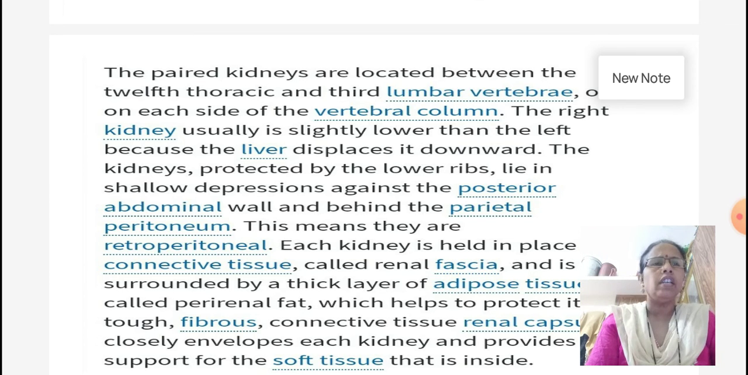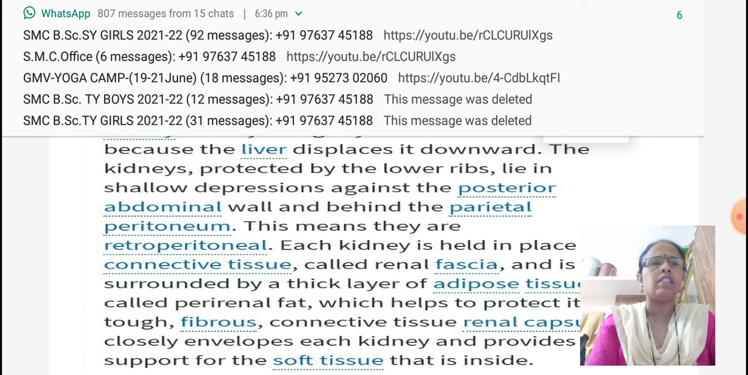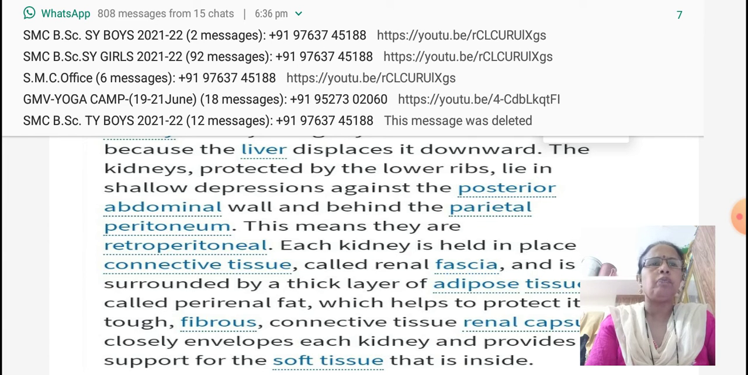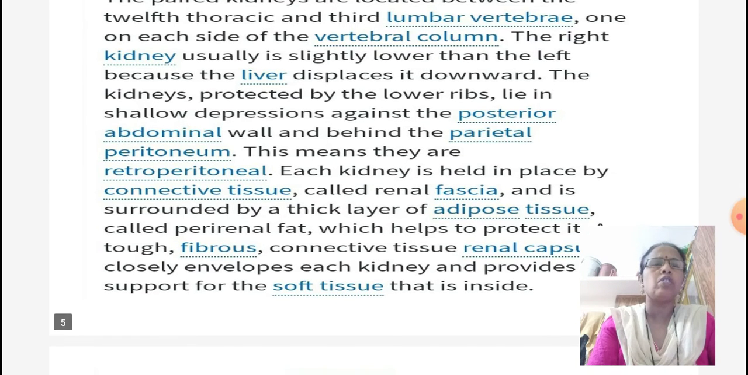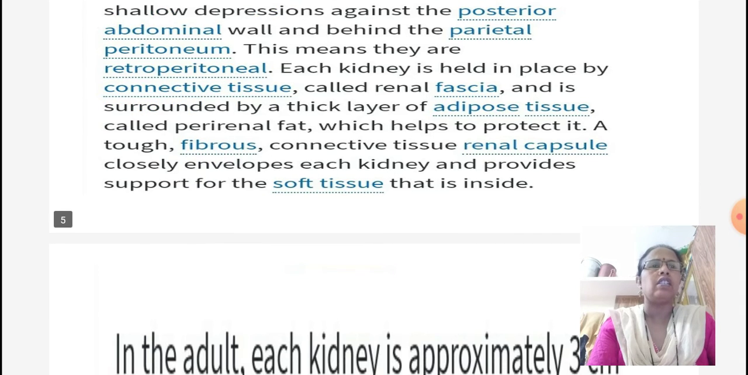Each kidney is held in place by connective tissue called the renal fascia and is surrounded by a thick layer of adipose tissue called the perirenal fat, which helps to protect it. A tough fibrous connective tissue, that is the renal capsule, closely envelops each kidney and provides support for the soft tissue that is inside.